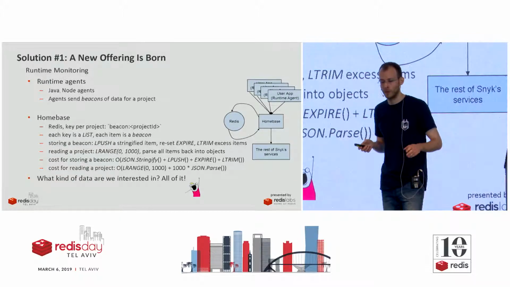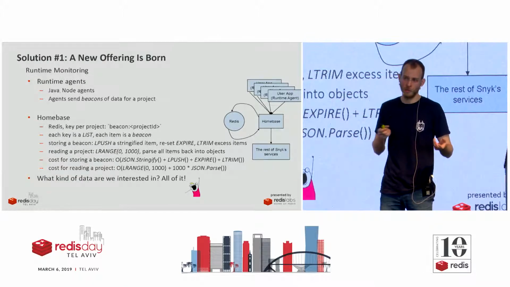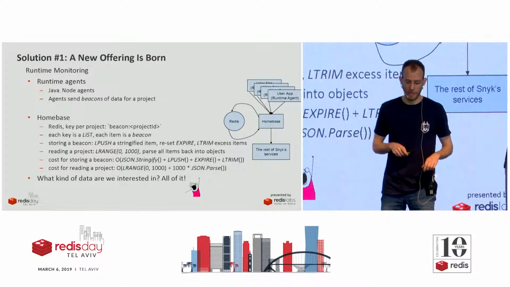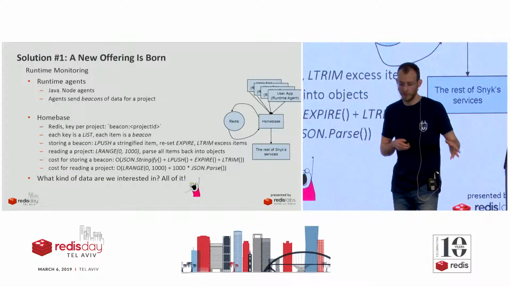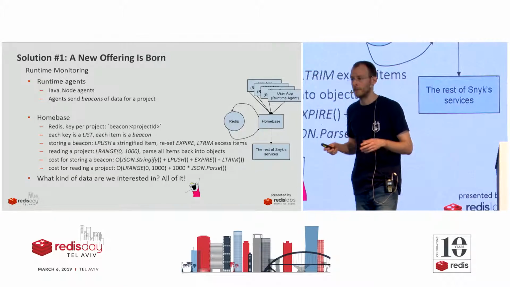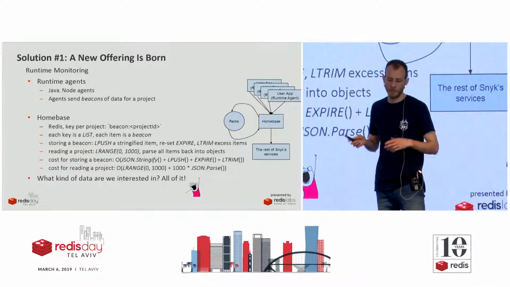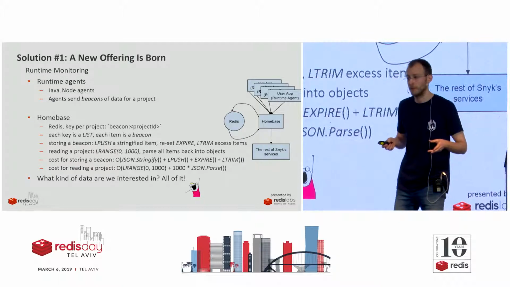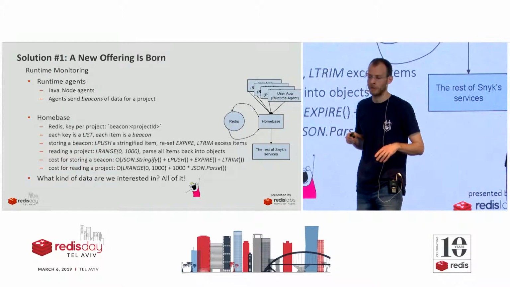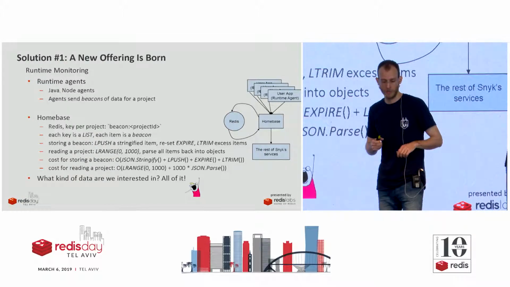We didn't even care about persistency. Each project, which, as we said, could be a manifest file, got its own key in Redis. It was simply a list of items. Each such item is the beacon that an agent reports. So we're talking about a list of items. Each item contains information about the vulnerabilities invoked at runtime, if at all they exist.